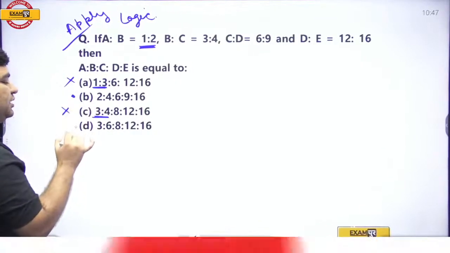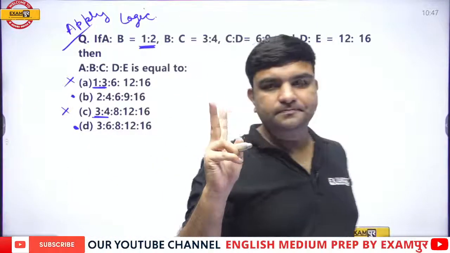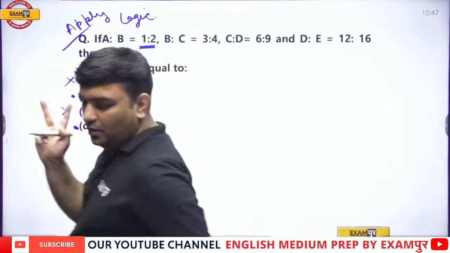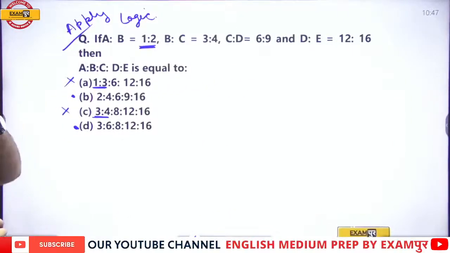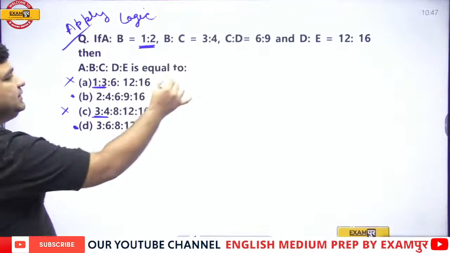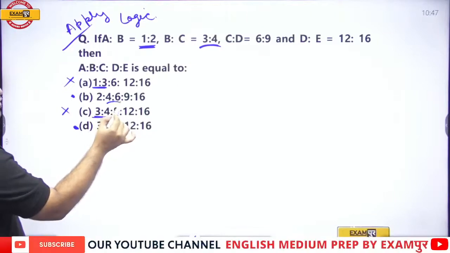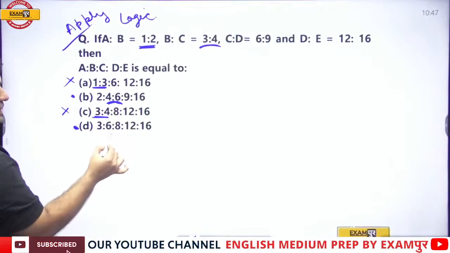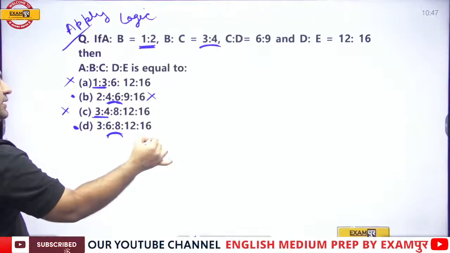Yes, 1:2 is maintained over here. Only two options are remaining now, either B or D. Go for B ratio C, 3:4. Is 3:4 maintained over here? No, it's 2:3. Is 3:4 maintained over here? Yes, answer.